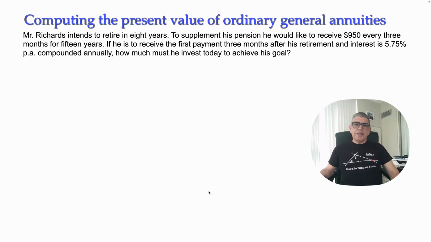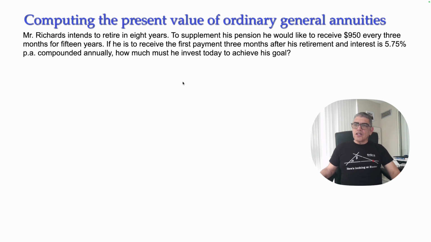In this video, I explain how to solve the following problem involving a general annuity. The problem says, Mr. Richards intends to retire in 8 years. To supplement his pension, he would like to receive $950 every 3 months for 15 years. If he is to receive the first payment 3 months after his retirement, and interest is 5.75% compounded annually, how much he invests today to achieve his goal?